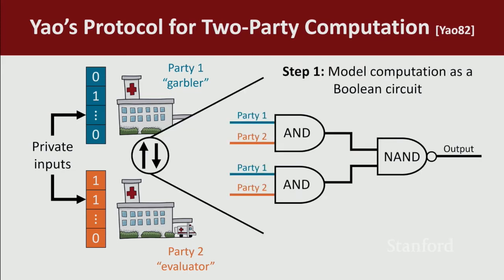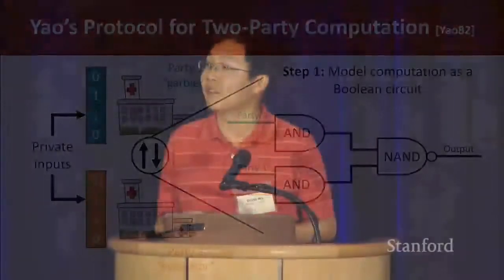So in the first step of the computation, we're going to model that computation as a Boolean circuit. So we're going to express it as a sequence of logic gates, where the inputs to this Boolean circuit are the inputs of each of the individual parties. So some of the wires here labeled in green pertain to party 1, and some that are labeled in orange are held by party number 2. So the output of the computation is going to be computed by this logic circuit.